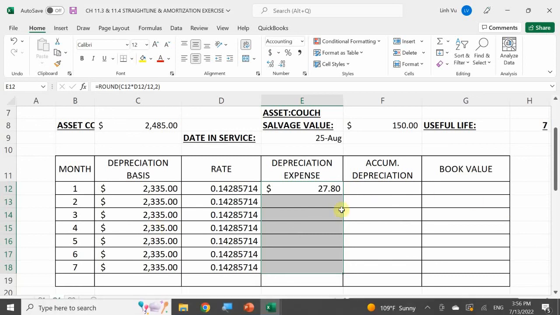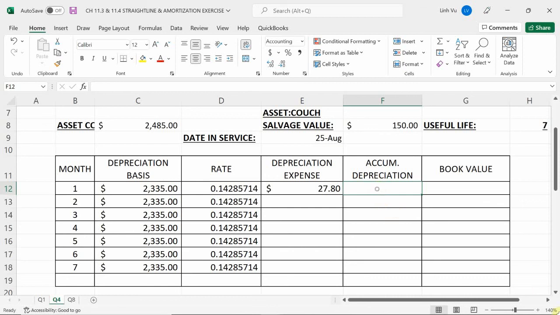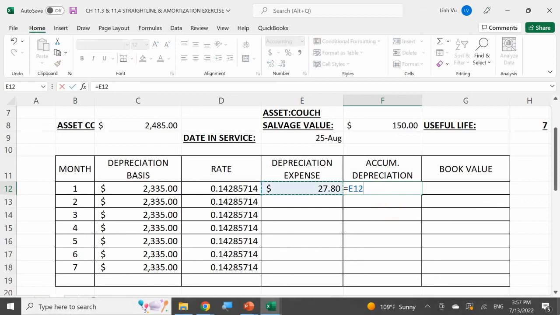All right. So in this case, I'm looking at a month-to-month basis. Since I'm depreciating at the end of the month, my first month is going to cost me $27.80. So then, what is going to be my accumulated depreciation for the first month? Do I have a previous month? No, you don't. So it would be just that $27.80, okay?